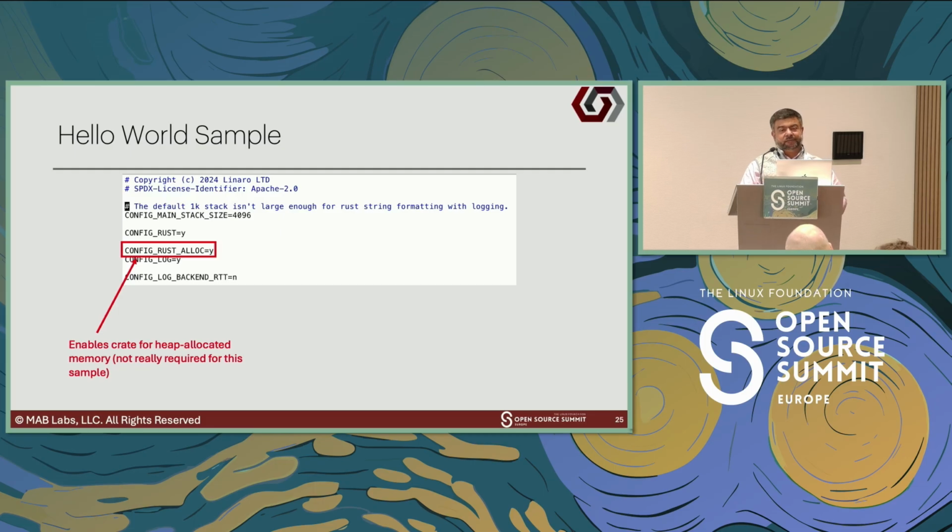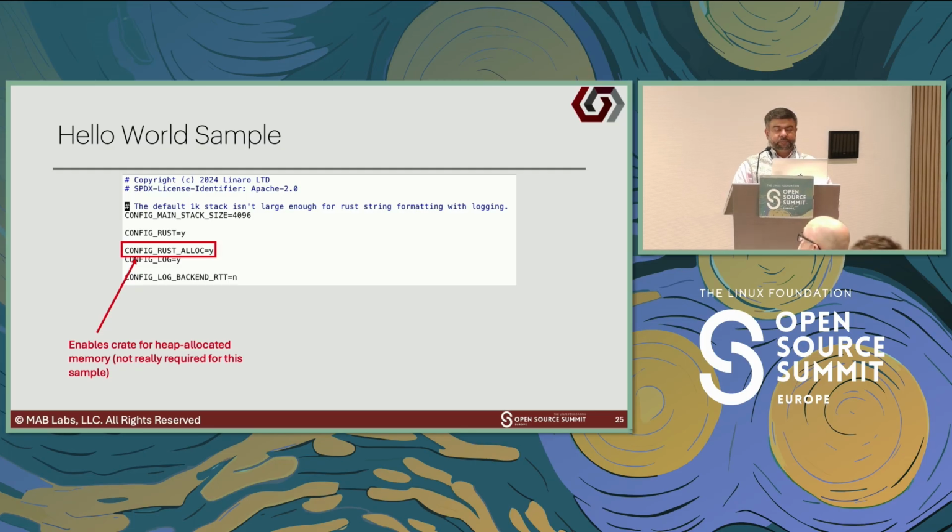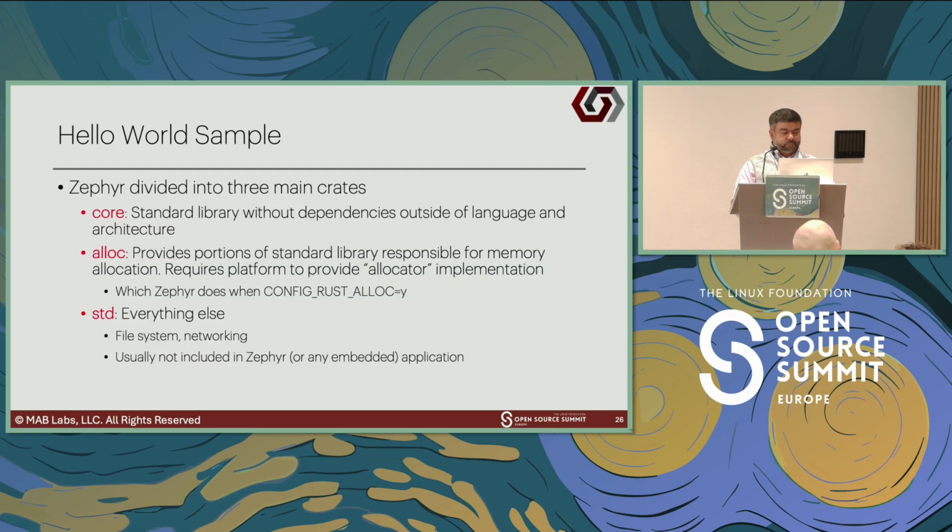It's an interesting challenge to figure out where's that dividing line between what Zephyr's custom implementations are for Zephyr, for Rust, and then where we can just bring in Rust implementation natively, right? So this config Rust alloc is one of those where it enables a crate, which is just kind of like external libraries, if you're not familiar with Rust, to dynamically allocate memory from the heap. Again, this is not necessary for this sample, but it's just something to point out.